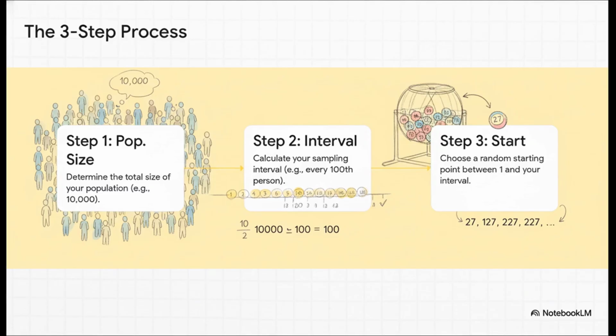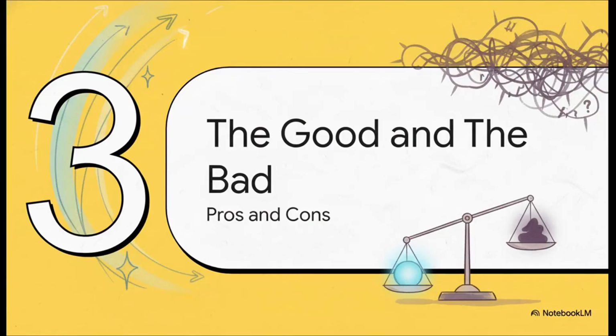Step 2, we calculate our interval. So let's say we want to survey 100 people. We just divide 10,000 by 100, and that gives us an interval of 100. So we'll pick every 100th person. And finally, and this part is absolutely key, you pick a random starting number between 1 and your interval number, in this case, 100. So if you randomly pick, say, 27, you start with person number 27, then 127, then 227, and you just keep going like that. See? Simple.